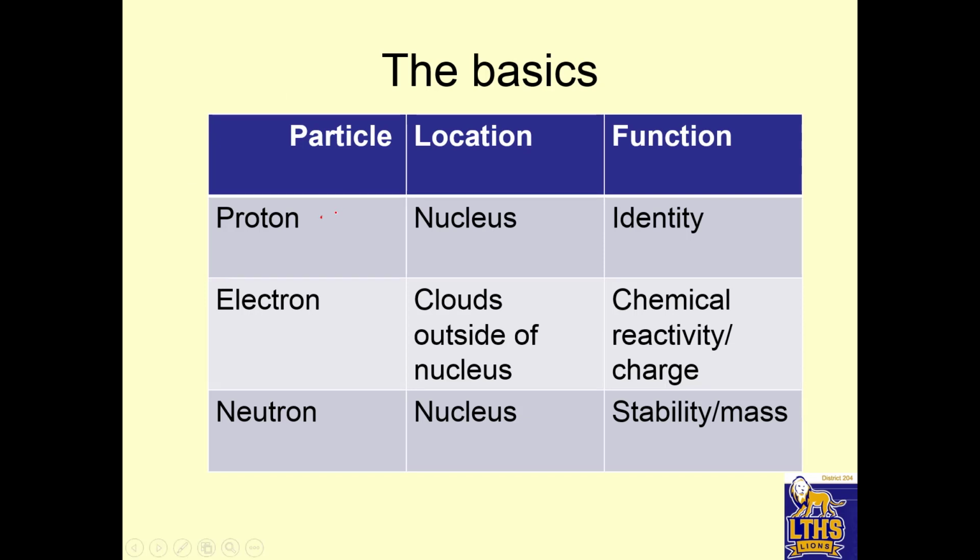Just to remind you, protons in the nucleus tell us the identity. Electrons are in clouds, not rings, clouds. They determine chemical reactivity and charge. Neutrons in the nucleus tell us stability and mass.